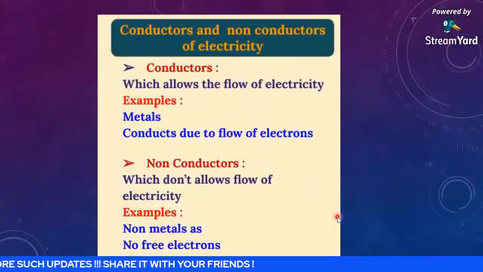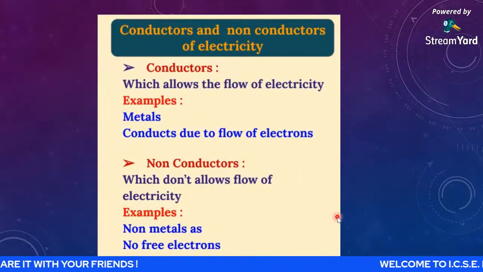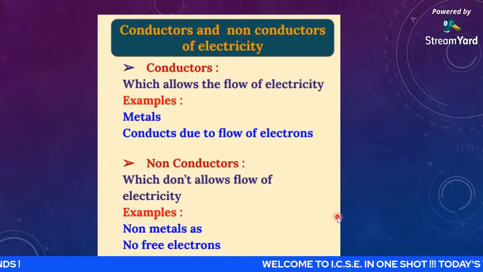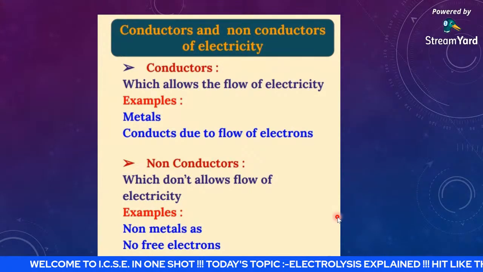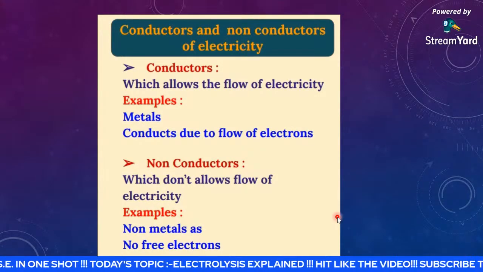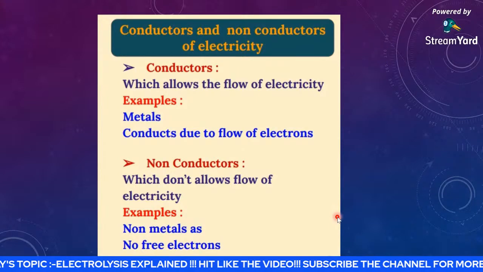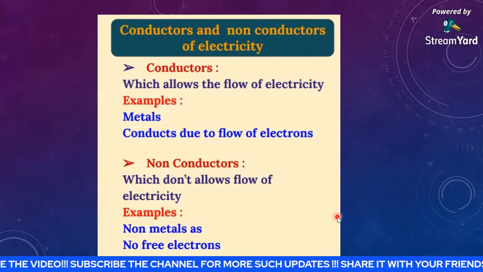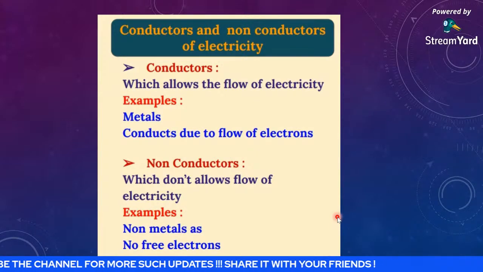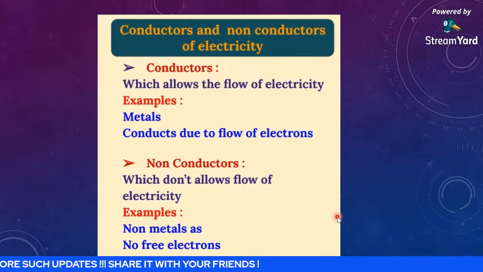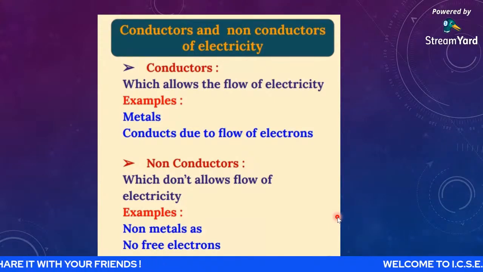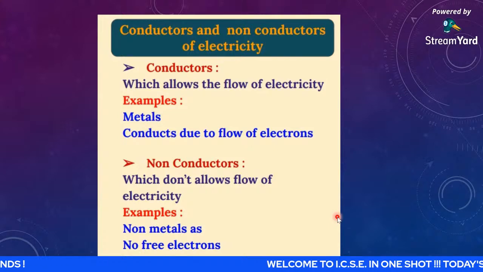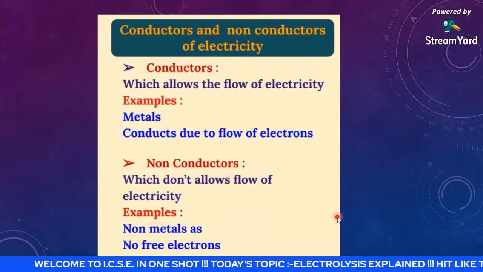So we need to understand what are conductors and non-conductors of electricity. Basically speaking, conductors are the substances which allow the flow of electricity, and examples are metals that conduct due to the flow of electrons. As well as that, non-conductors do not allow the flow of electric current, namely the non-metals, as they have no free electrons.